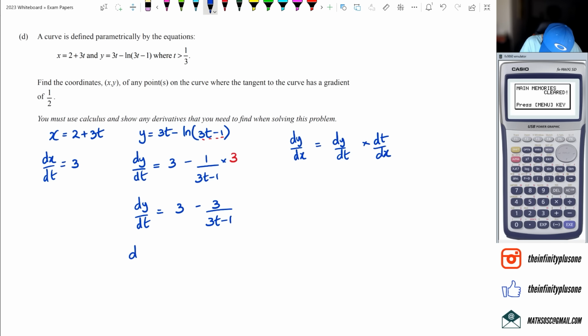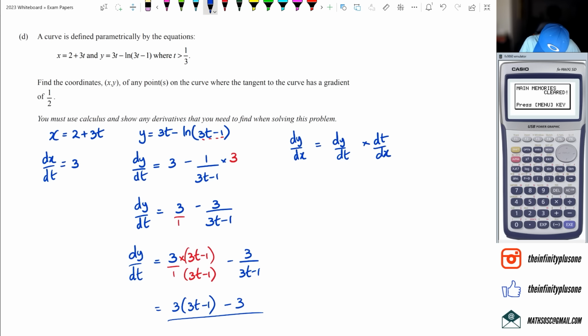So what I'm going to do here is go dy/dt equals 3 multiplied by (3t minus 1). And also I'm going to have the denominator of 3 is equal to 1. Remember that? So we could also multiply the denominator by (3t minus 1). And on this side I've got just 3t minus 1. So I could expand it a bit more, can't I? So I've got 3 times (3t minus 1), and I've got minus 3. All of that is over 3t minus 1.